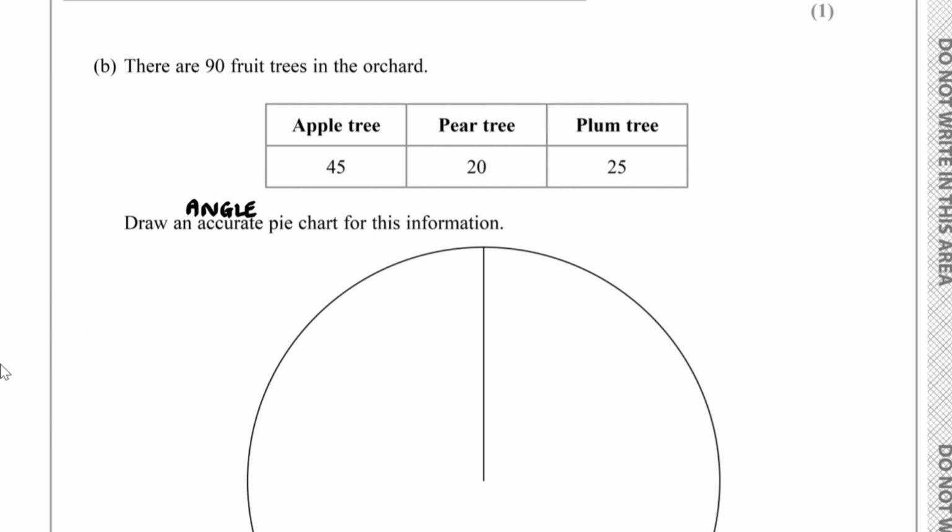And the way we can do that is to think to ourselves, well, if 90 trees would represent 360 degrees, then what we need to do is find out how many 45 trees would represent for an angle. Well, 45 is half of 90, so half of 360 is 180. Then for pear, well, what we can do is find out the angle for one tree.